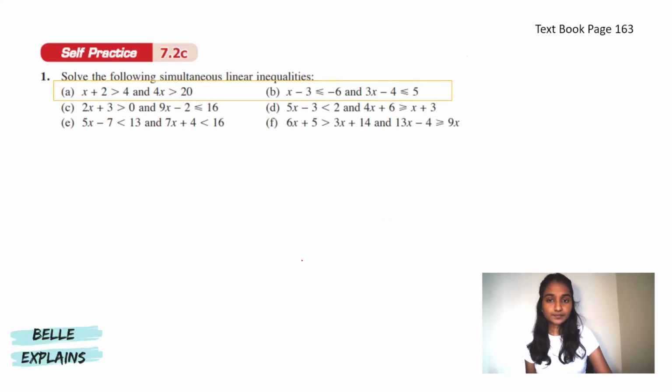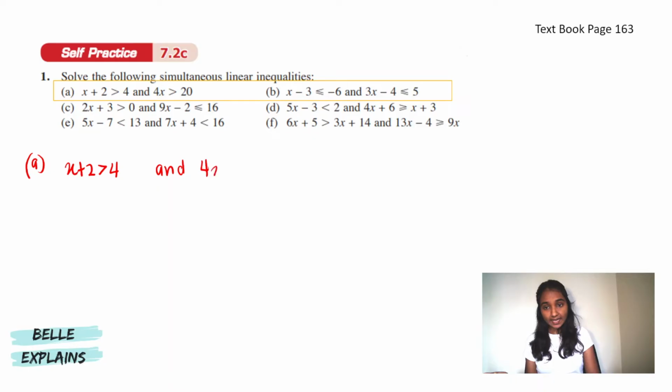Okay, next one. Solve the following simultaneous linear inequalities. In this case, there are two inequalities, right? Let's look at A first. We have x plus 2 is bigger than 4 and 4x is bigger than 20. So in this case, we're going to solve those separately.